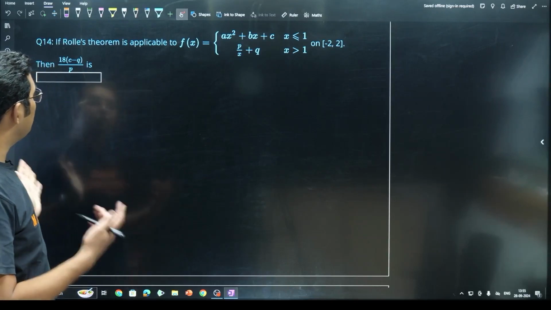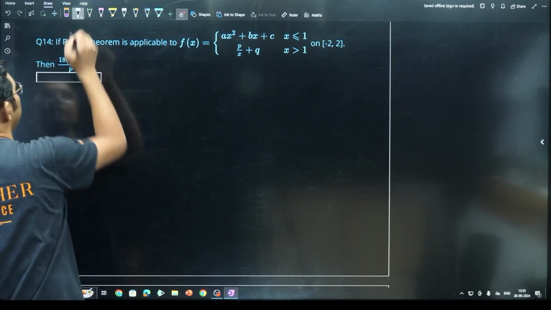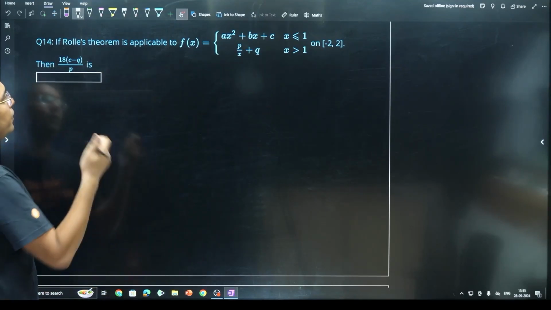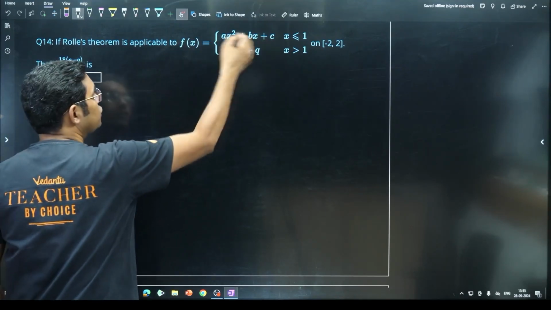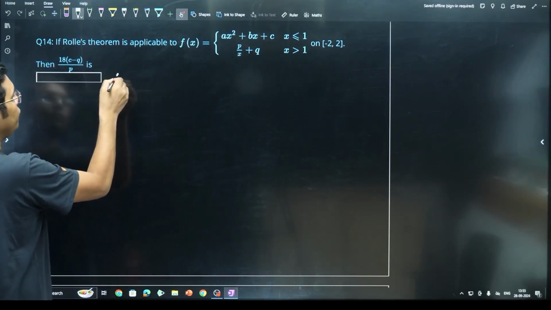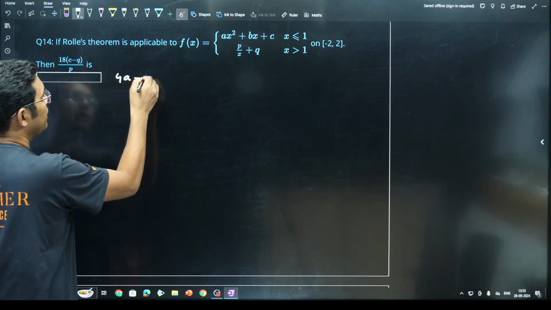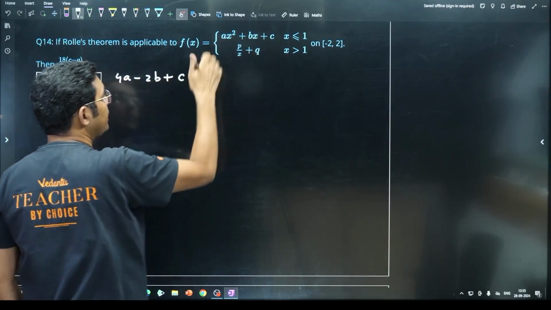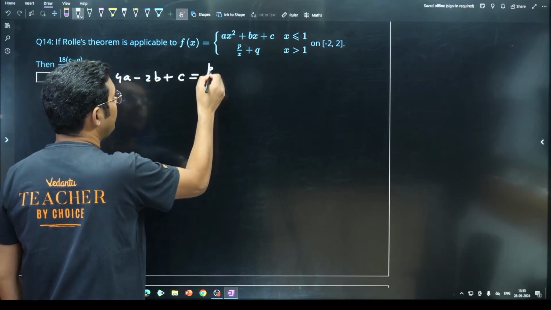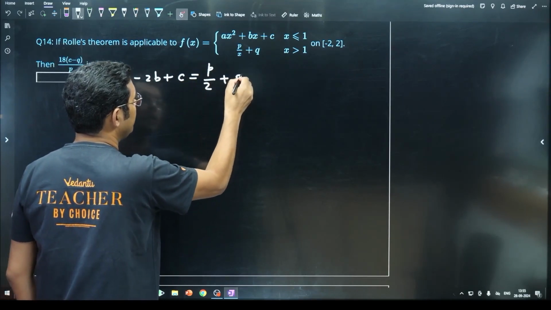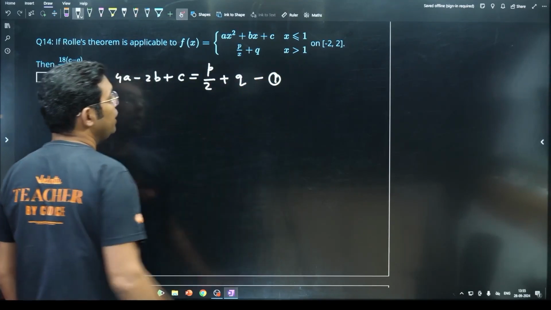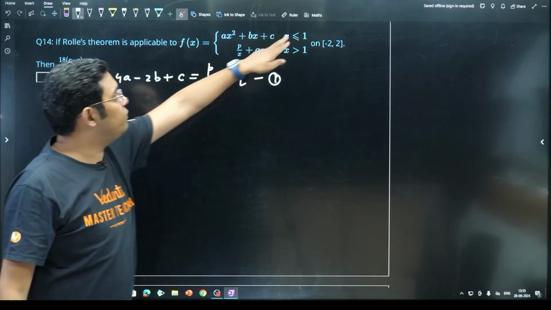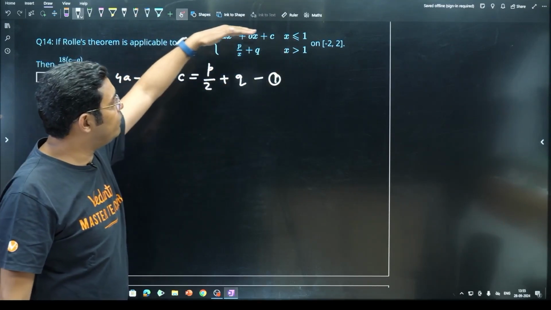Okay, now if Rolle's theorem is to be applicable, I think we need to have the value at minus 2 and 2 be the same. That means if I put minus 2 in this first expression, it will be 4a minus 2b plus c, and if I put 2 in the second definition, it will be p upon 2 plus q. That is one equation. For Rolle's theorem to be applicable, it should be continuous at 1, because at other points they will definitely be continuous.